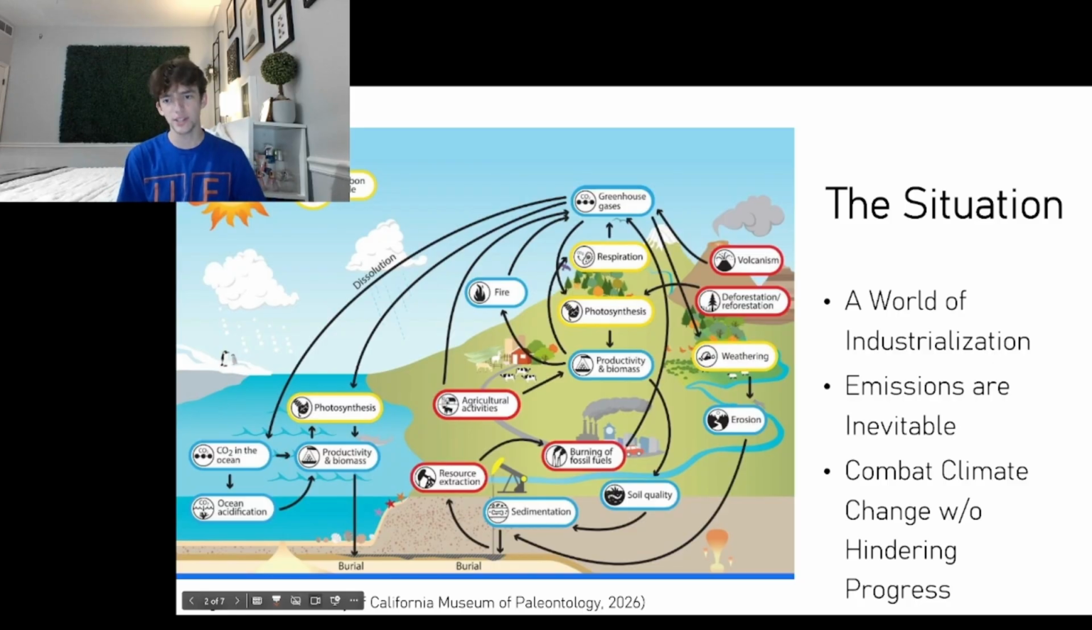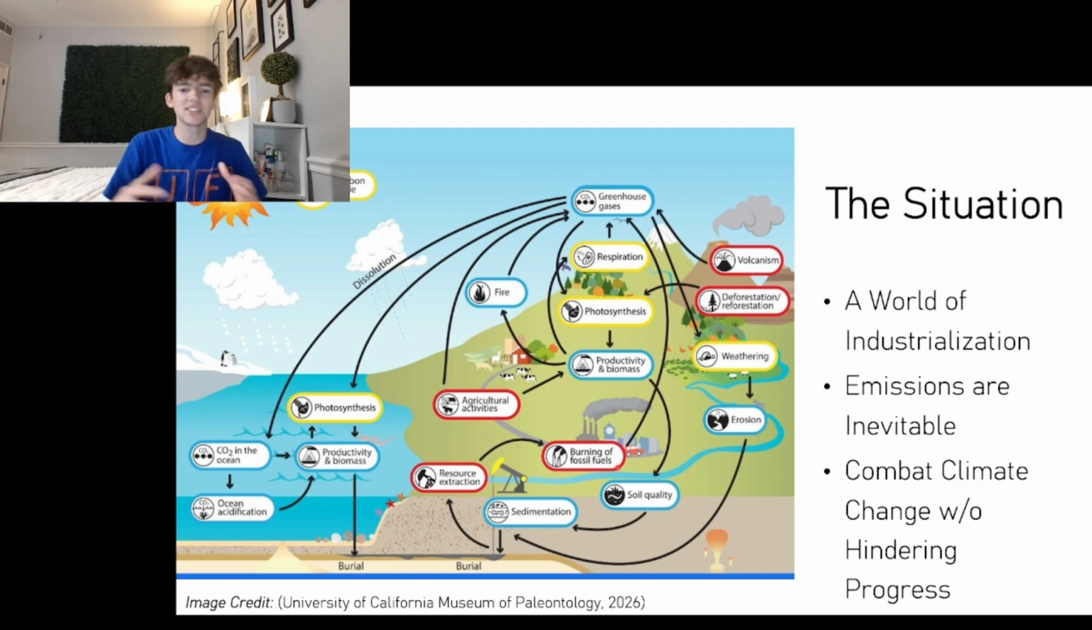So the current situation is that we are founded on a world of industrialization. There are a lot of great benefits that industrial processes bring to society, but they come at a cost. Most prominently in today's world, that cost is greenhouse gas emissions, in particular carbon dioxide. As we can see in this picture on the left, a flow chart of the carbon cycle within society, there are a lot of access points to the atmosphere for carbon dioxide, a lot of possibilities for emissions.